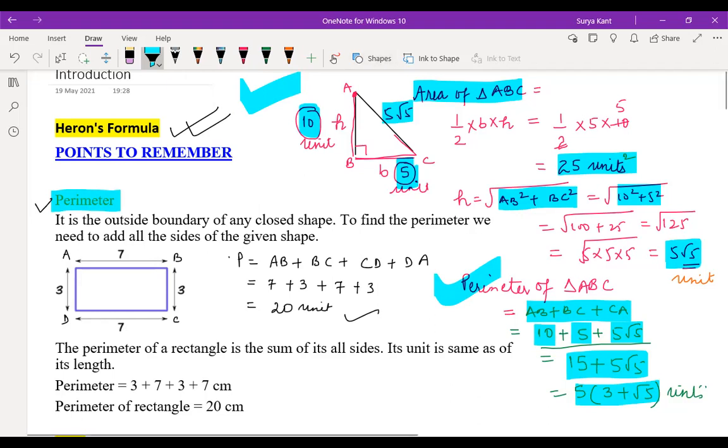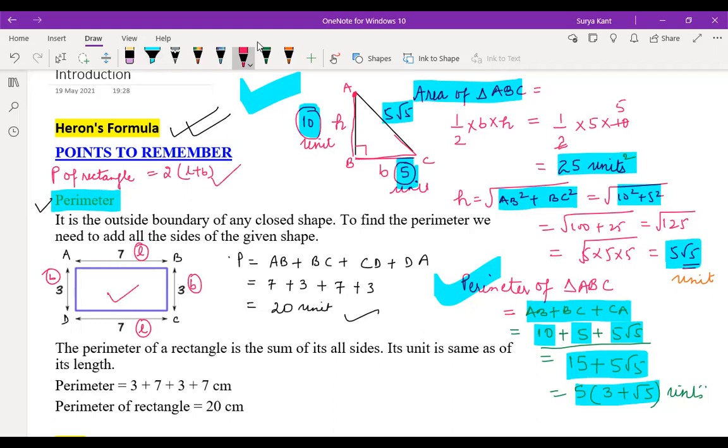Satvik, what is the perimeter of a rectangle? Can you tell me? 2 into L plus B, because there are two L. L means length, 2L and 2 breadth. Okay, so if you add L plus B, you will get 2 times L plus B.